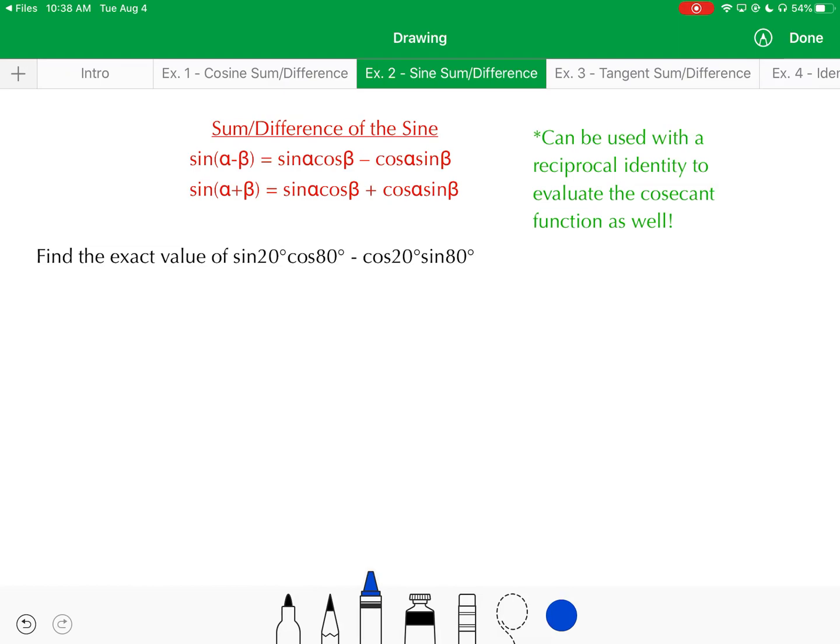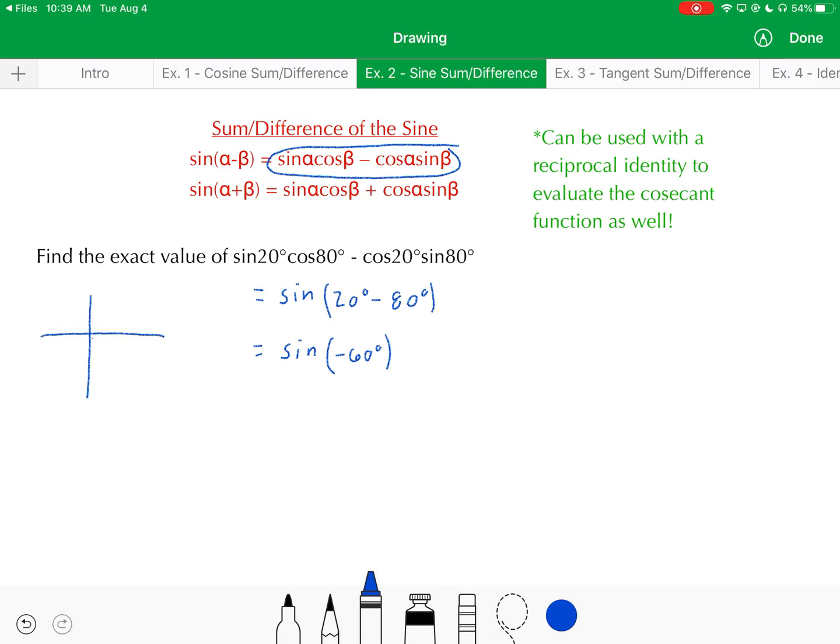Now notice here that that expression follows this format right here. So that tells me that this could be rewritten as sine of 20 degrees subtracted by 80 degrees. So it's like I'm working backwards here. And then notice that ends up giving us sine of negative 60 degrees. And if we want to evaluate that, negative 60 degrees is in the fourth quadrant, right?